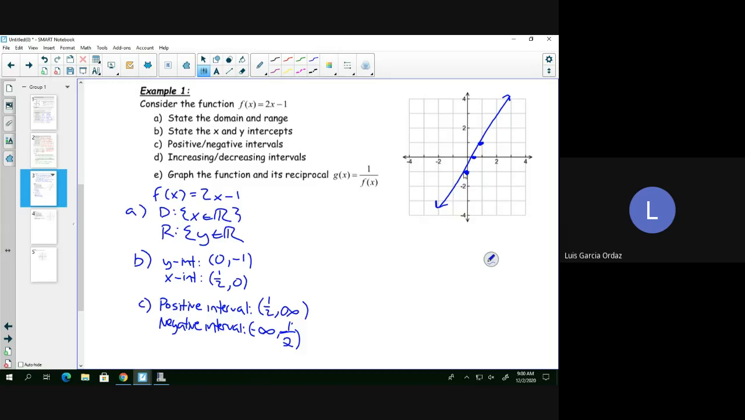Then we have D, our intervals of increase and decrease. So where's our interval of increase? Always. Yep, so from negative infinity to positive infinity. Do we have an interval of decrease? No. Okay, perfect.